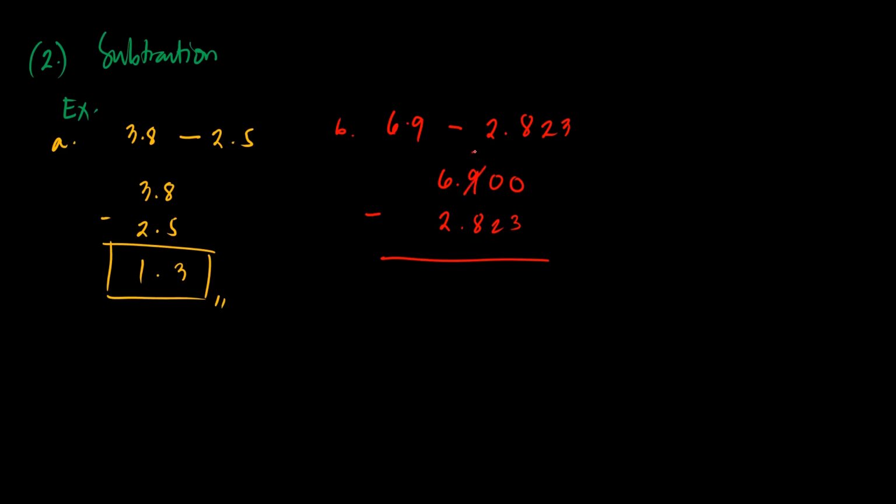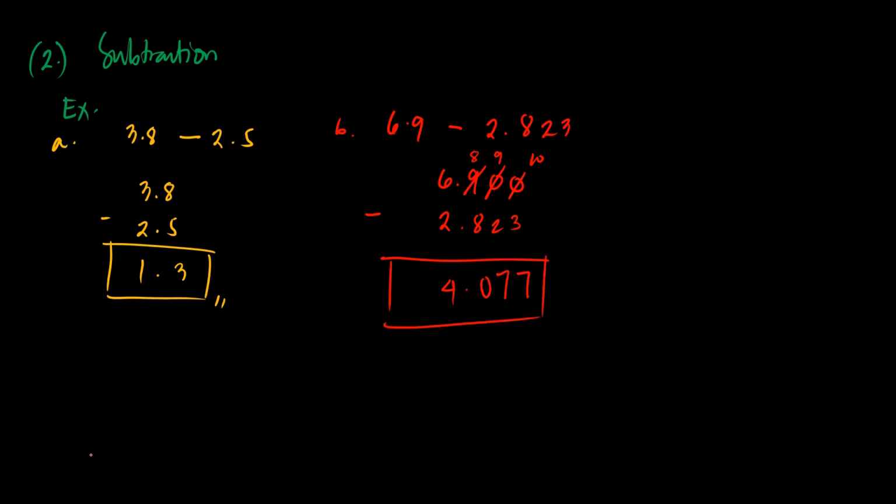So, magbabarrow tayo kay 9. So, si 9 magiging 8, magiging 9, magiging 10. Okay, si 9 nabawasan ng isa, kaya naging 8. Tapos, yung katabi ni 9 na 0 manghihiram, so magiging 10 yon. And then, manghihiram din yung katabi niya, so mababawasan siya, kaya siya naging 9. Okay, 10 minus 3, you will have 7. 9 minus 2, you will have 7. 8 minus 8 is 0. 6 minus 2 is 4. So, the answer is 4.077.